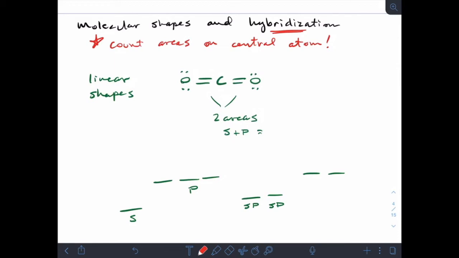Okay, so with things that have a linear shape, what you want to do is count the areas on the central atom, just like you did when you were determining geometry. So with my carbon dioxide here that I'm showing is a linear molecule. It has 2 electron areas, no lone pairs. So I've got these 2 areas, right? 2 areas around the central atom, you're going to combine an s and a p. So you're left with an sp hybrid.